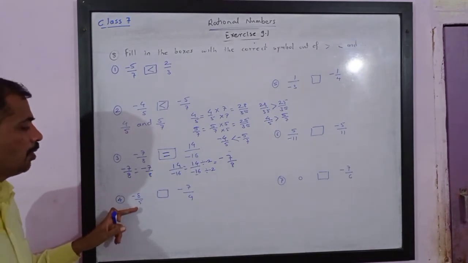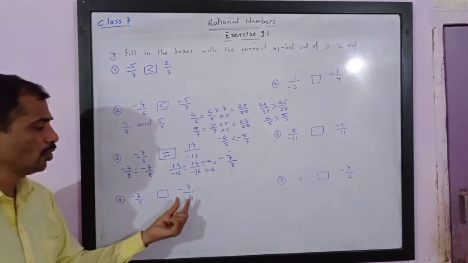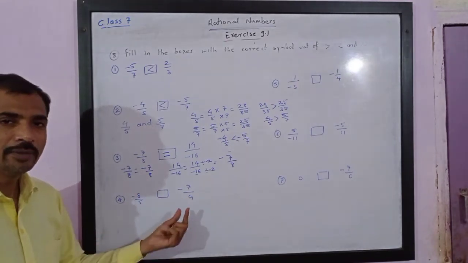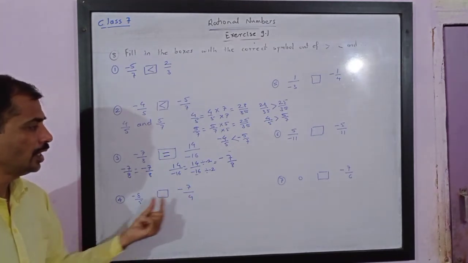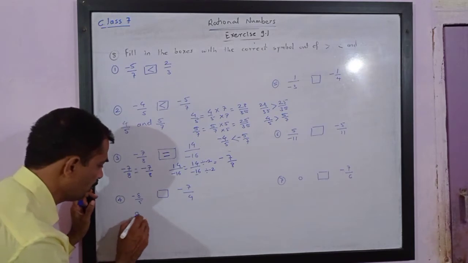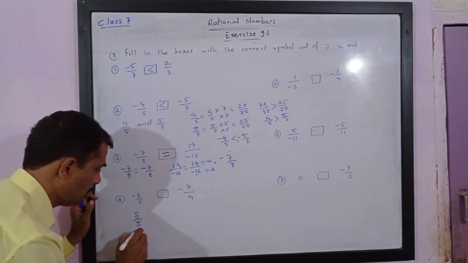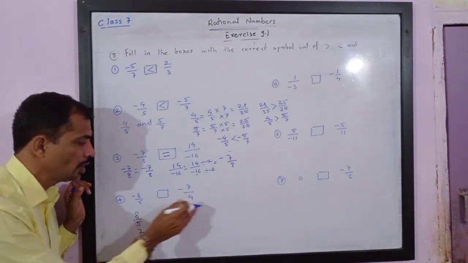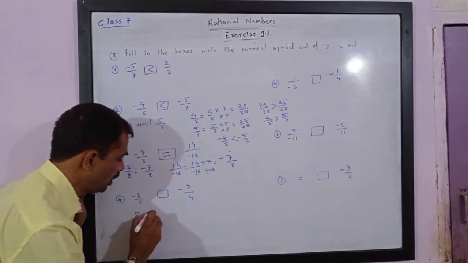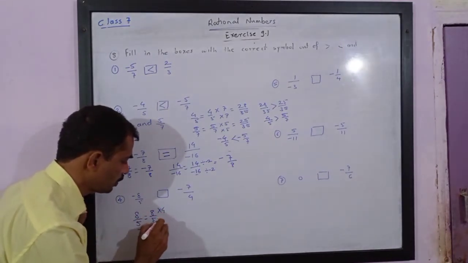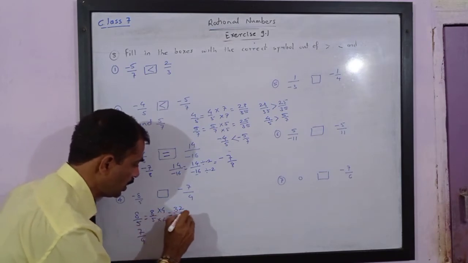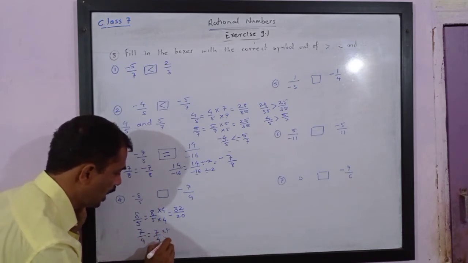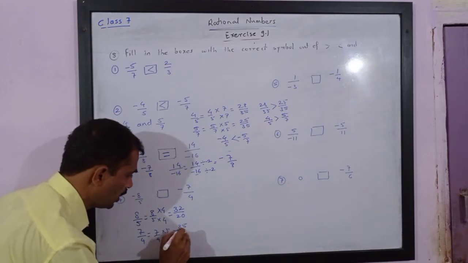Next is negative 8 upon 5 and negative 7 upon 4. Please note, both the fractions again have negative signs. So we compare them without their signs. So 8 upon 5 I am keeping as it is, and 7 upon 4 we will compare. Now please note, denominators are different, so we cannot do the comparison. To do the comparison, we have to multiply 8 upon 5 by 4. So this will be 32 upon 20. And 7 upon 4, if you multiply by 5, we will get 35 upon 20.